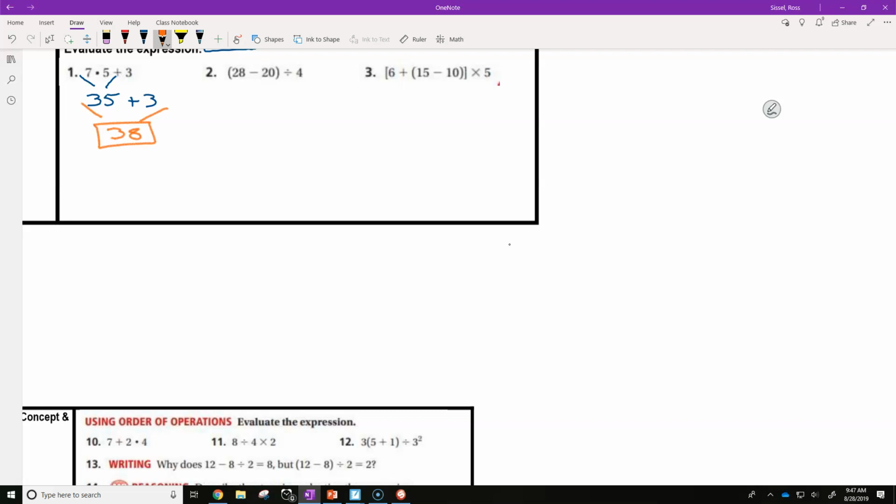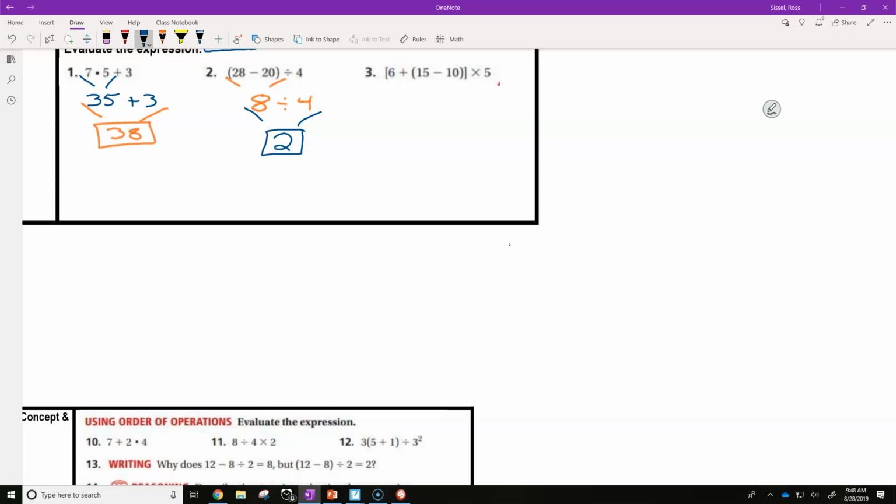Guys. Number 2. Parentheses 28 minus 20, parentheses, divided by 4. Gio, what's going to come first, big guy? 28 minus 20. Okay. Parentheses are first. I get 8 divided by 4. Oh yeah, that is the 2. Good. 8 divided by 4 is what, Gio? What did it equal? Good. Alright, 2 claps and a Ric Flair for Gio. 1, 2, 3. Woo!